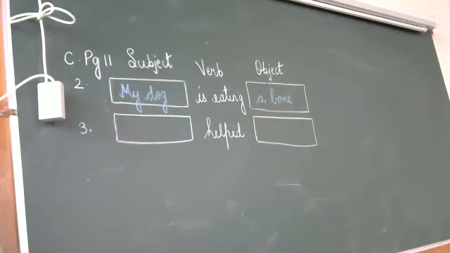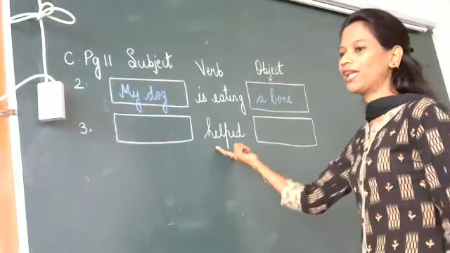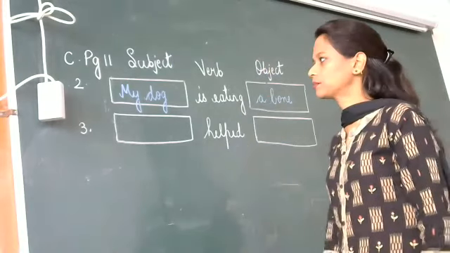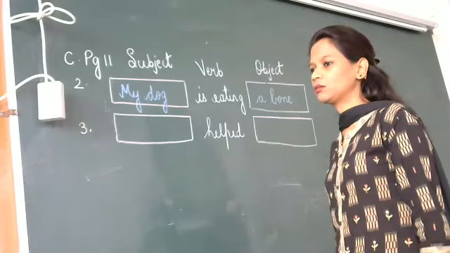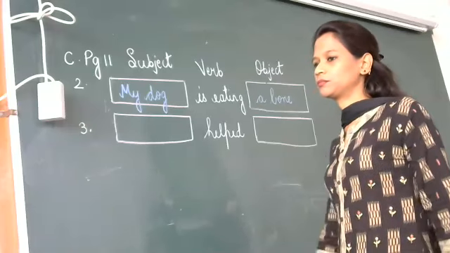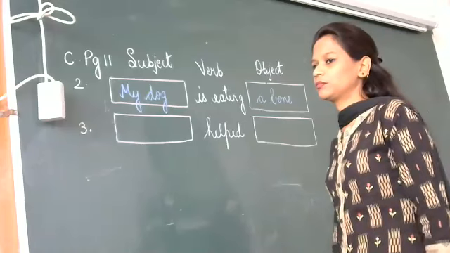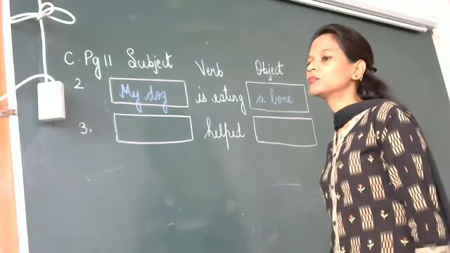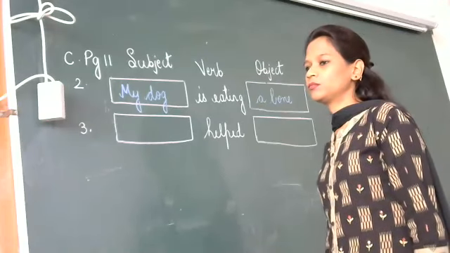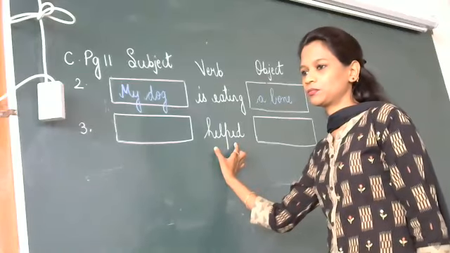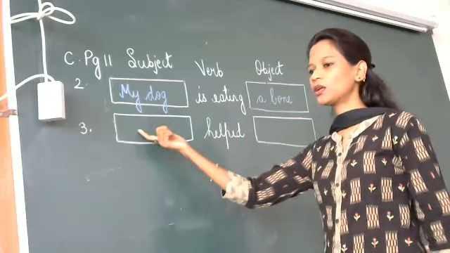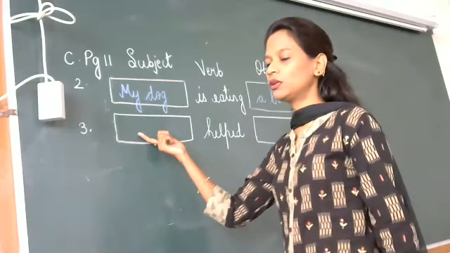Give me a subject and give me an object. With the word help, you need to use the verb help. Read. You need to use the verb help. Help. What is your subject? I didn't get your subject.